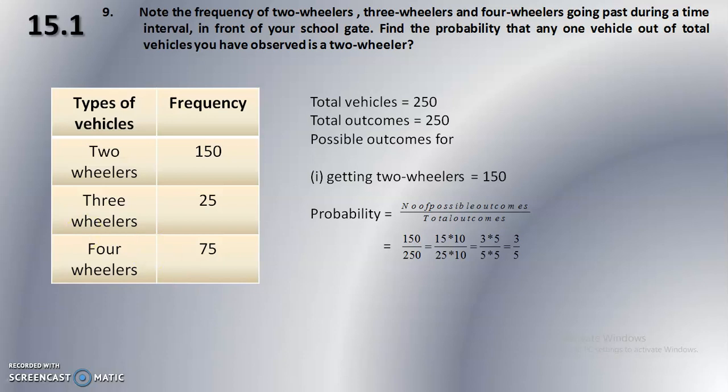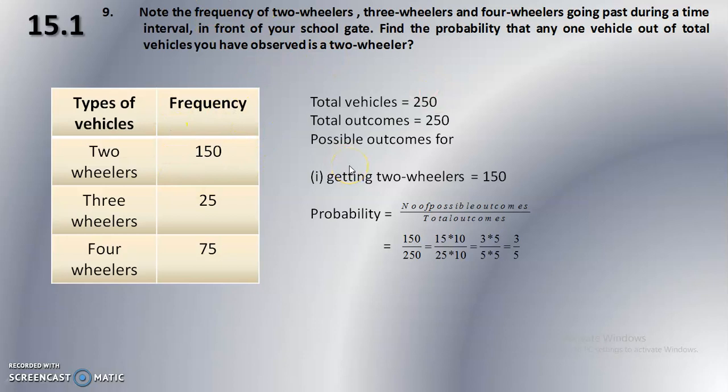Over here, total outcomes are 150 plus 25 plus 75. So total vehicles here are 250, which means total outcomes are 250. And for possible outcomes, getting two-wheelers, it's 150, which is given already, right?